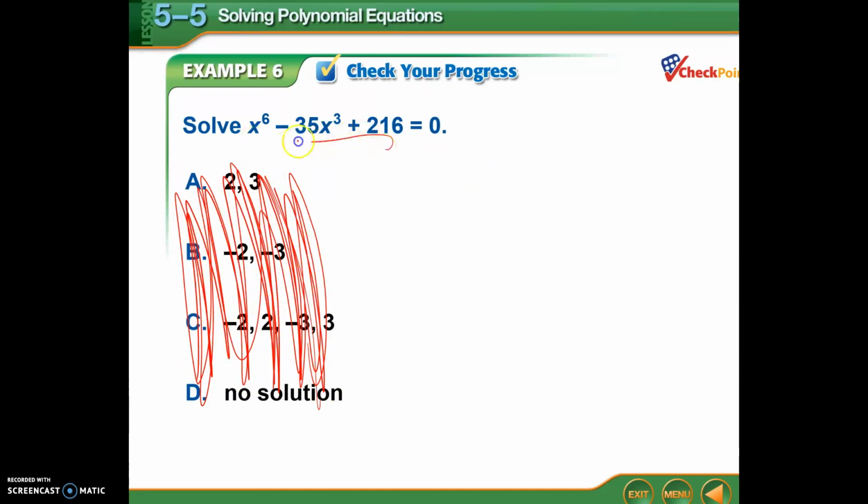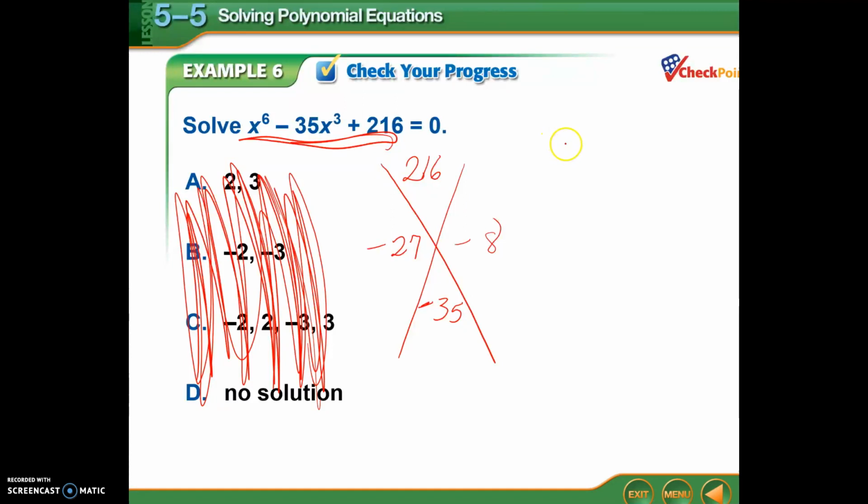So again, it looks like a quadratic equation, so I want to look at what multiplies to be 216 and adds to be negative 35. And I get negative 27 and negative 8. So when I factor this, I would get x cubed, because x cubed times x cubed would be x to the 6th, minus 27 times x cubed minus 8.